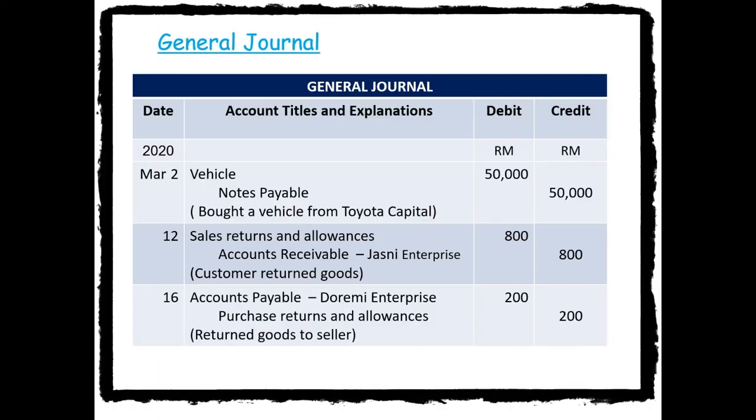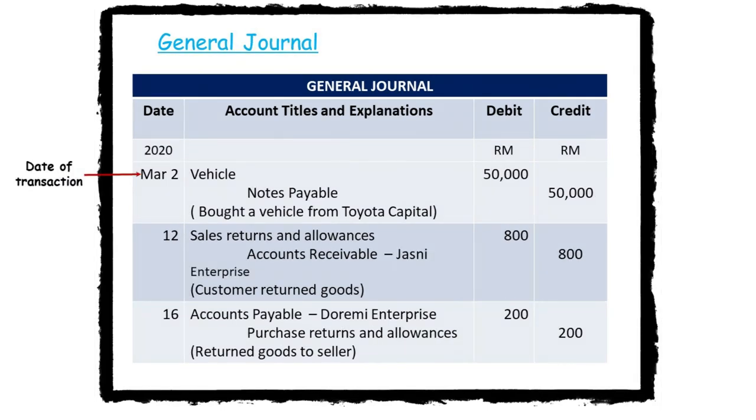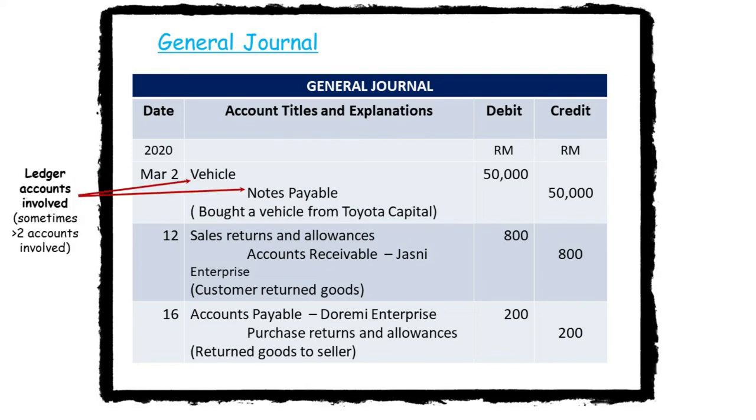This is the format of general journal. Corresponding to it, each journal entry is going to show a transaction date. Next, we will write the accounts that were affected in the column of account titles and explanations. There will be at least 2 accounts that are involved in each transaction. This is because, according to double entry, every journal entry would have at least 1 debit and at least 1 credit. Sometimes, it'll be 2 debits and 1 credit or 1 debit 2 credits, etc.